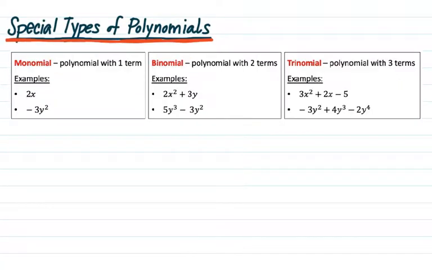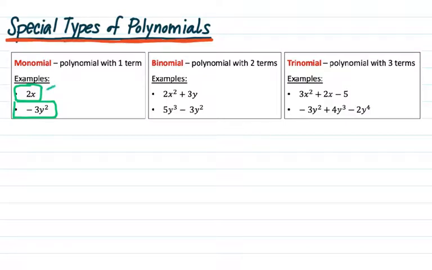Now let's talk about some special types of polynomials. So it turns out that when a polynomial only has one term, it has a special name. It's called a monomial. So here's some examples of monomials. There's nothing added or subtracted. It's just the one term. And so that's a monomial.